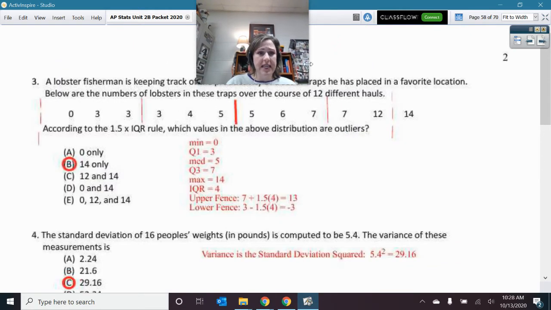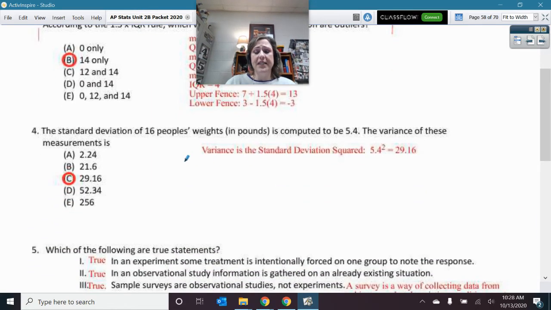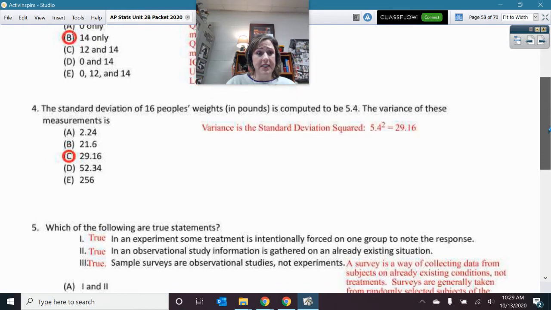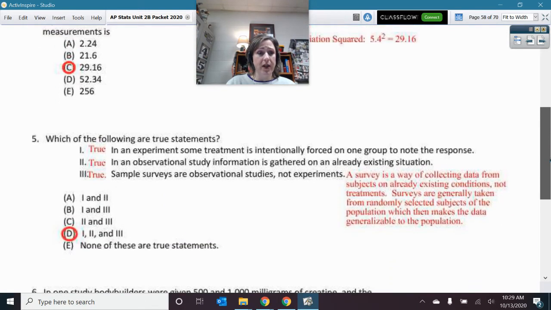All right, next. Here we've got this IQ. So you had to actually do the 5-number summary and find out what your fences are and all that kind of stuff. The fence ended up being at 13. So that made 14 only an upper outlier. The lower fence was down low. Here, the variance between these measures, okay? So keep in mind that the variance is the standard deviation squared.